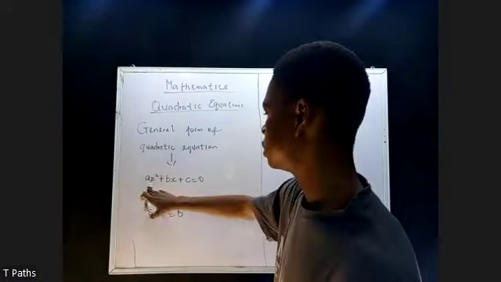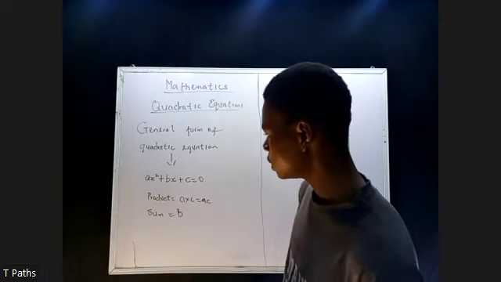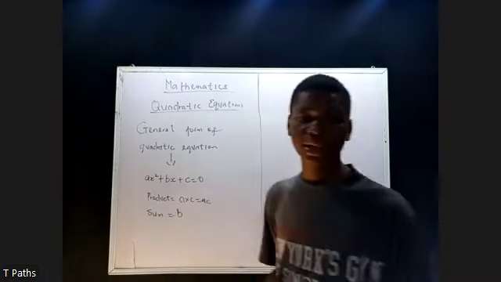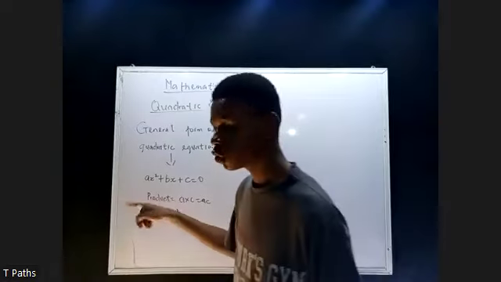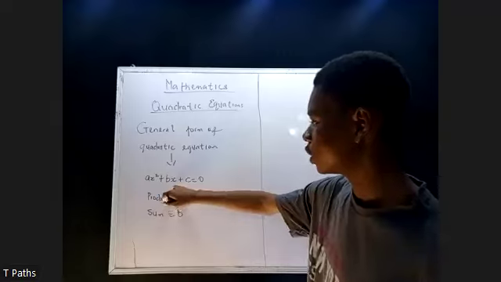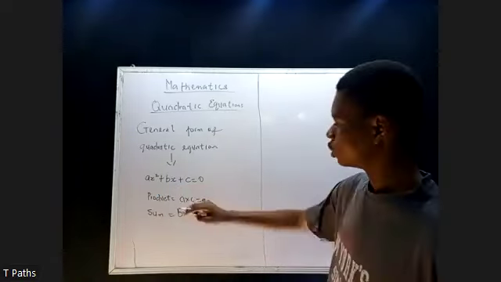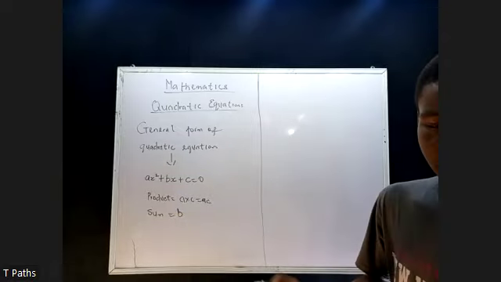In this general form of quadratic equation, we have ax squared plus bx plus c equals 0. This a is always called the coefficient of x squared. That's the number in front of this x squared. The b is the coefficient of x, while the c is the constant.